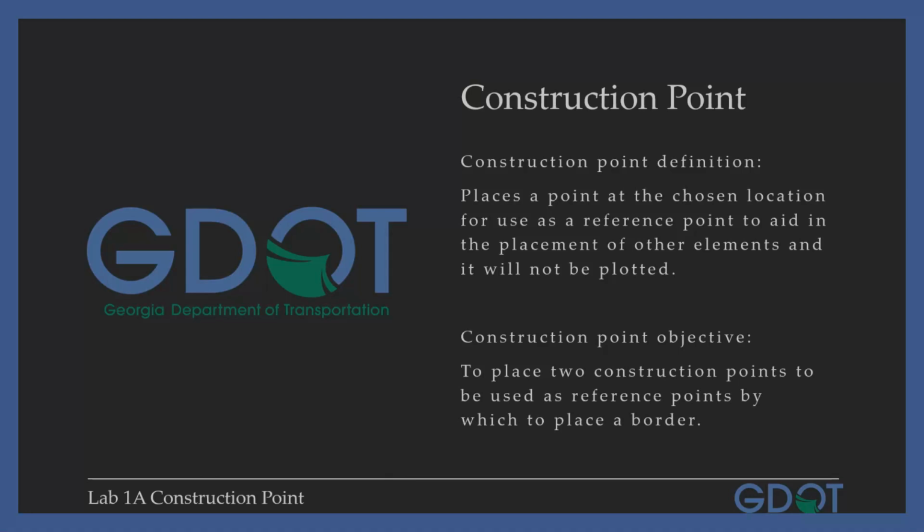Hello, and welcome to part 4 of the video presentation of Lab 1A. This video discusses placing construction points at specified locations for use as reference points to aid in placement of other elements. The objective of this lab is to place 2 construction points to be used as reference points by which to place a border.